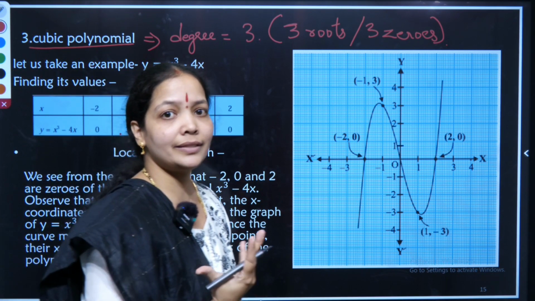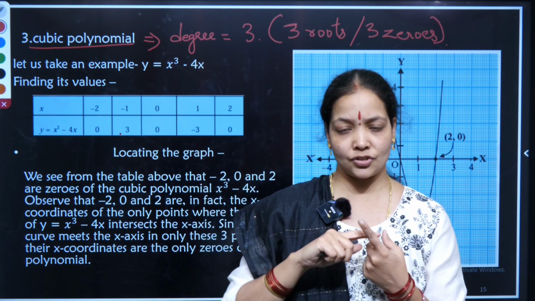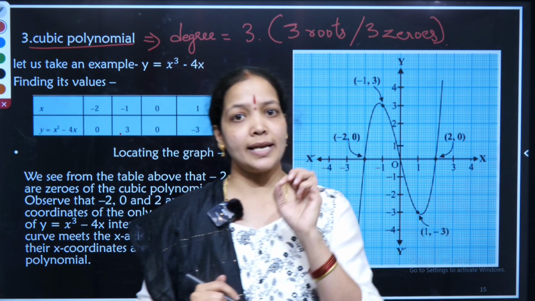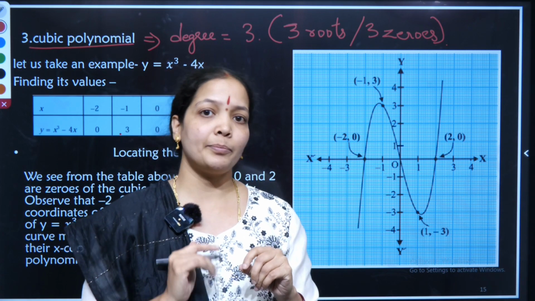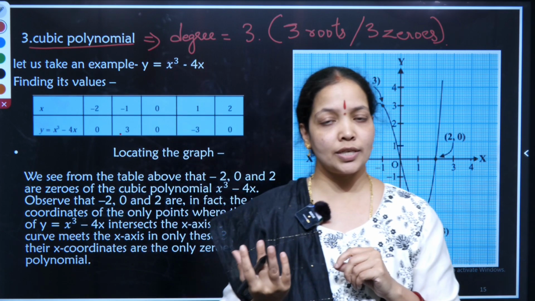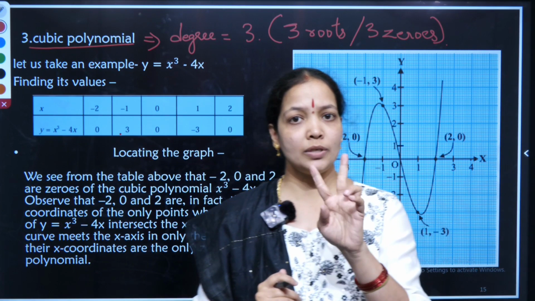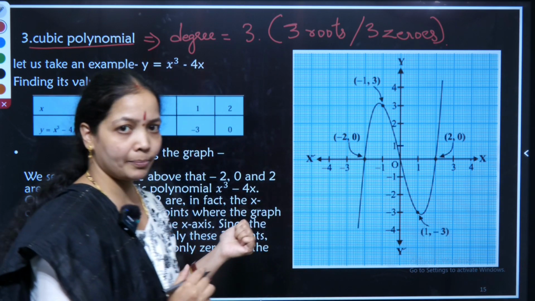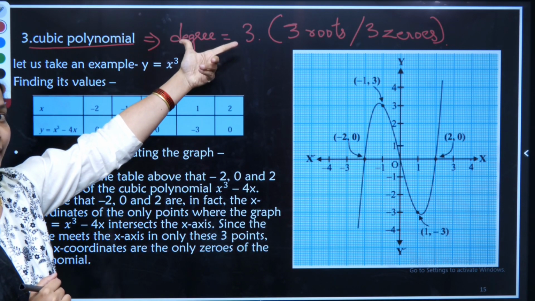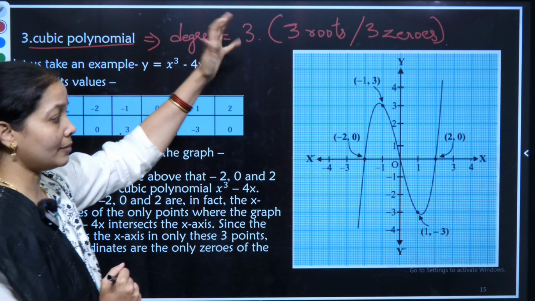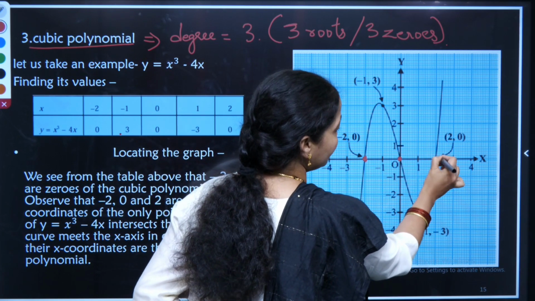What do I mean by 3 zeros? See, in a linear polynomial, the graph was a straight line. It used to touch the x-axis at one position. If it is a quadratic polynomial, the graph was a parabola, a U-shape. It used to touch the x-axis at two different positions. Now this is a cubic polynomial. When it is a cubic polynomial, we say the degree of the polynomial is 3. That means it has to touch the x-axis at 3 different positions.